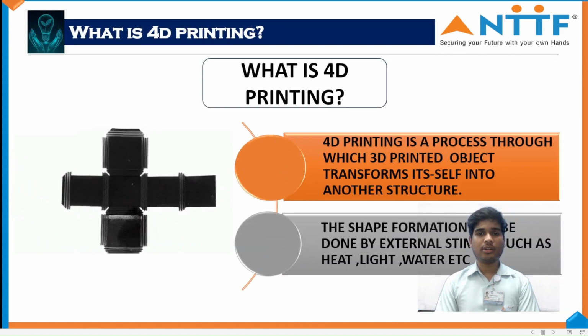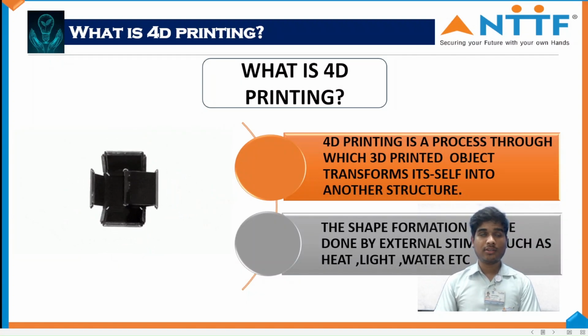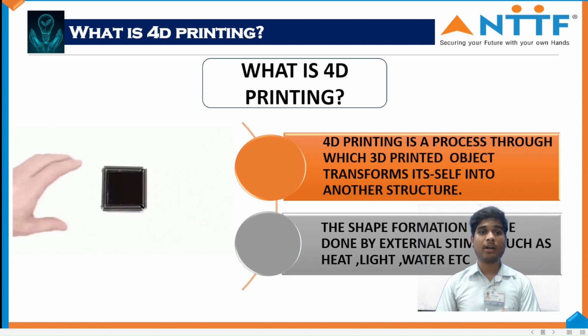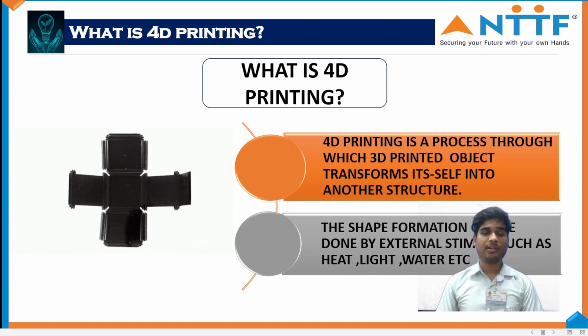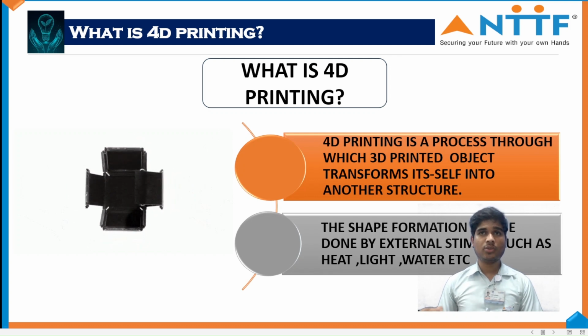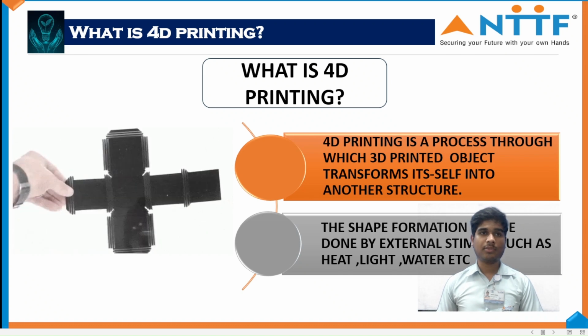So what is 4D printing? 4D printing is a process through which we create an object which can change its shapes and sizes with the help of smart materials. Either we can use smart materials, or it can change its shape and size within a given specific period of time.